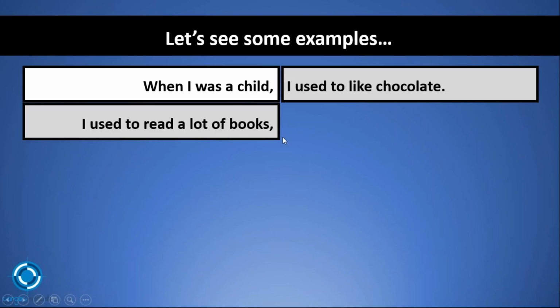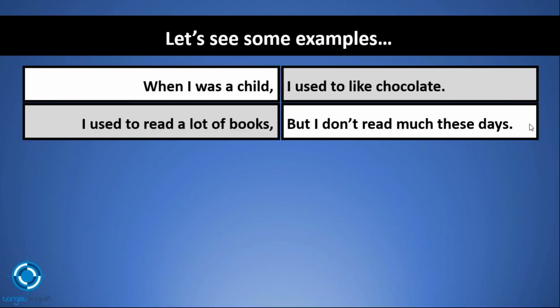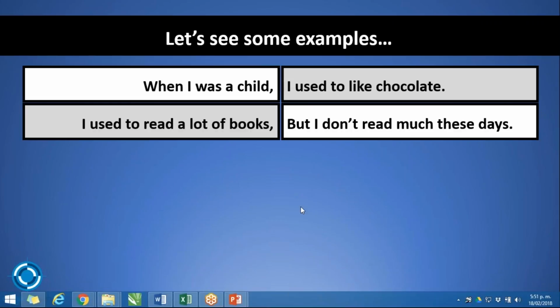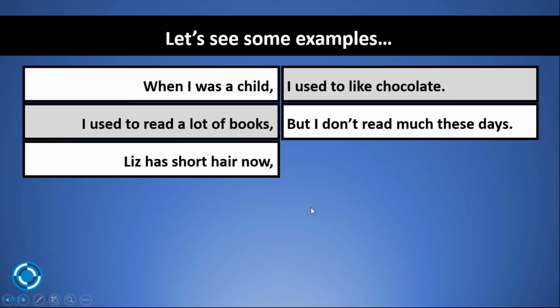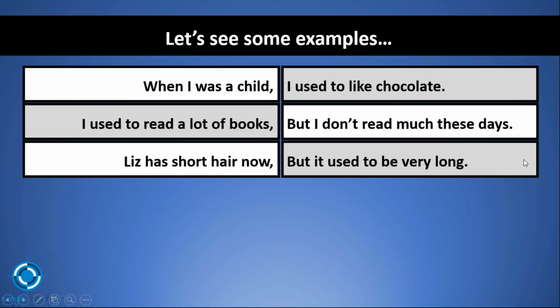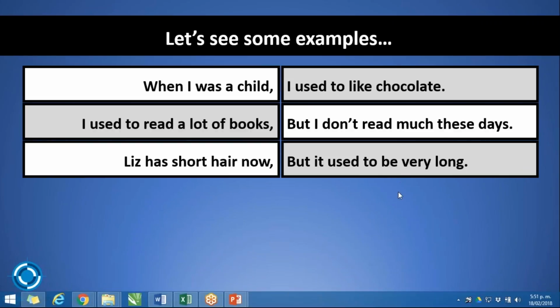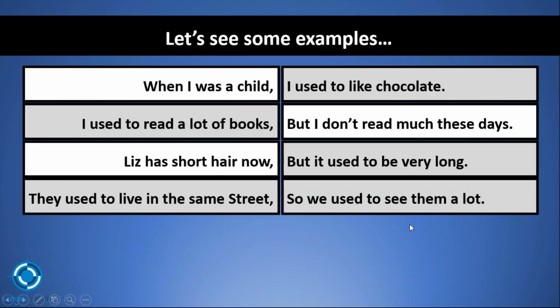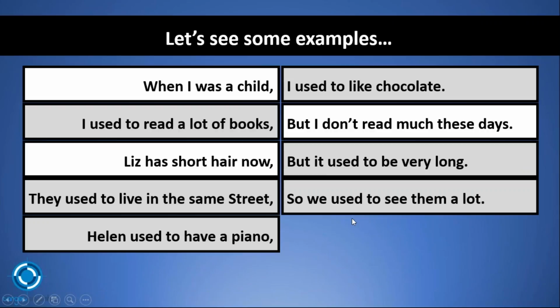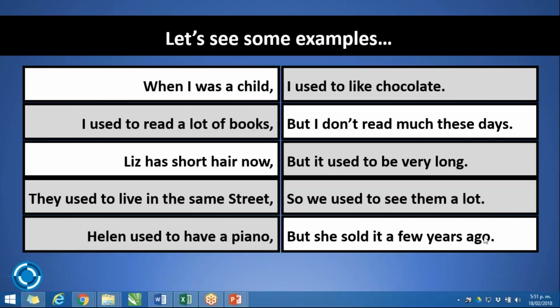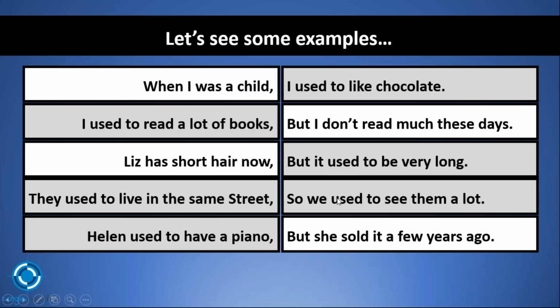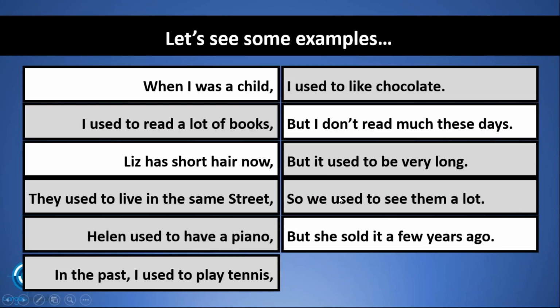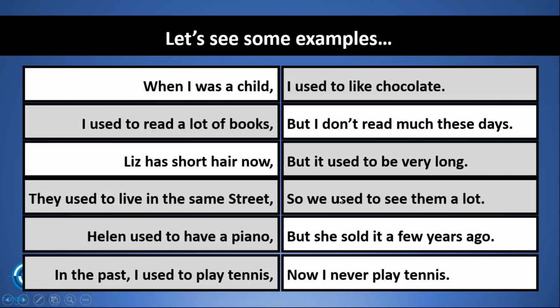Or I used to read a lot of books, but I don't read much these days in present, right? Or Liz has short hair now, but it used to be, I can also use the verb to be here, it used to be very long. Or they used to live in the same street, so we used to see them a lot. Or Helen used to have a piano, so quiere decir que pueden ser al mismo tiempo también. Helen used to have a piano, but she sold it a few years ago. Right? Or in the past, I used to play tennis. Now I never play tennis.